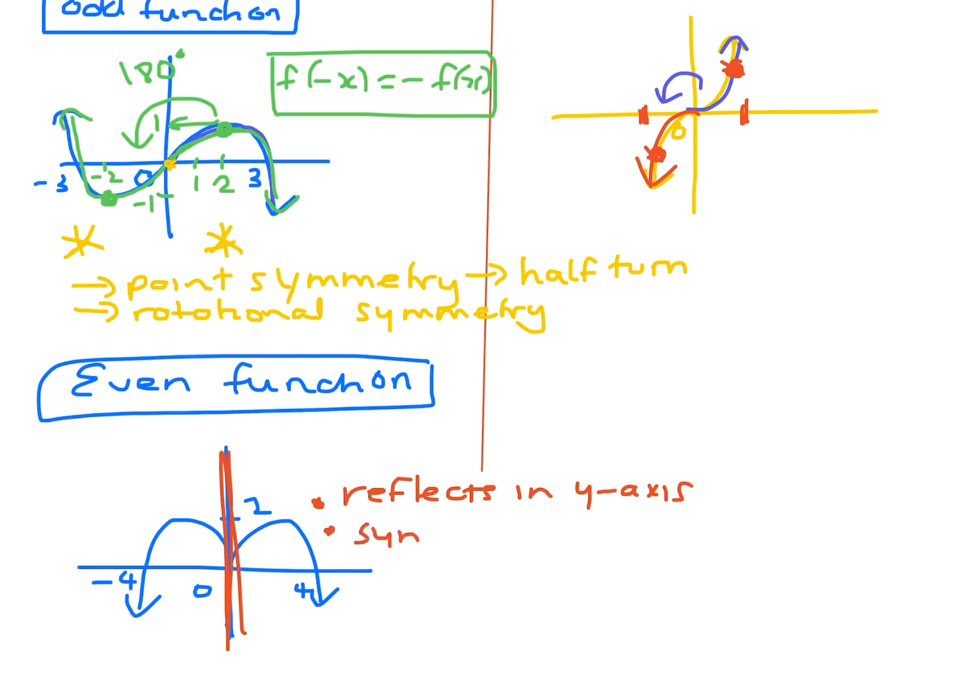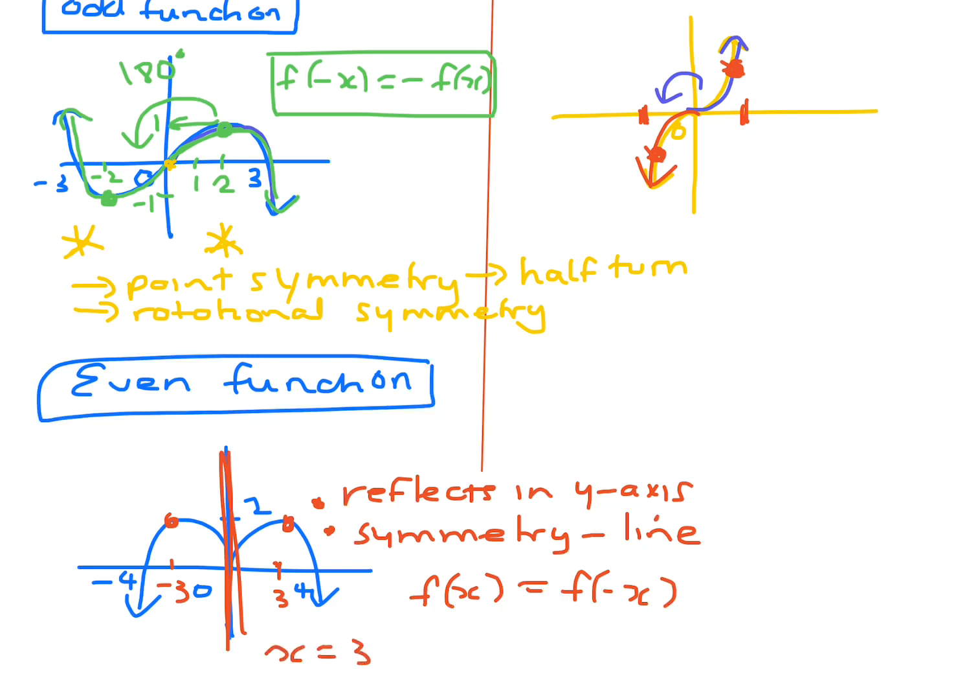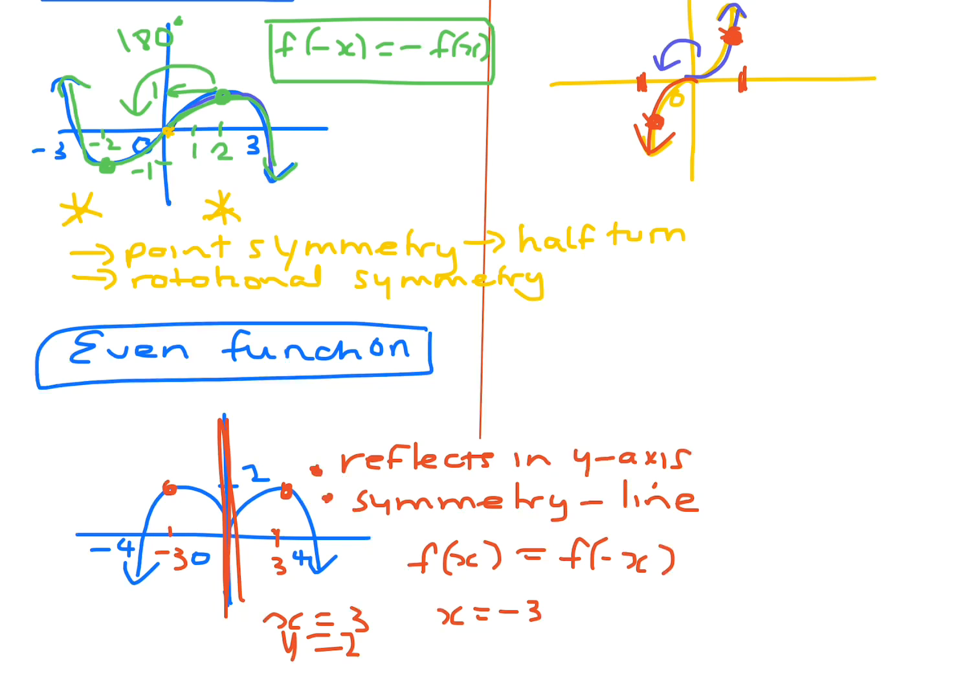And the type of symmetry that it has is called line symmetry. So if you put in positive x, so say I put a value here, let's say 3, and I get a number there, you'll get exactly the same value as if you put in the negative x. Okay, so if you put in x equals 3, let's just say y will be 2. Then when you put in x equals minus 3, the y value would also be 2.